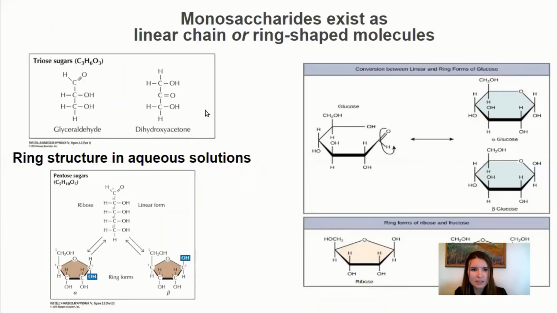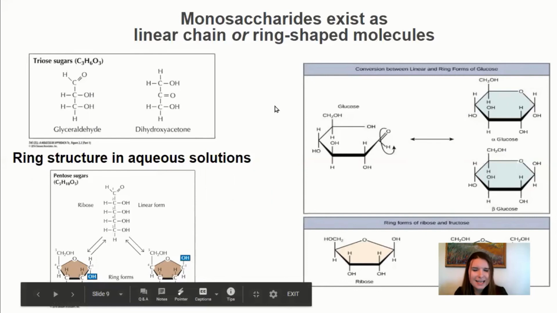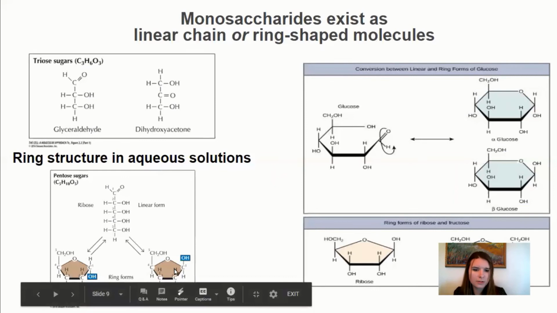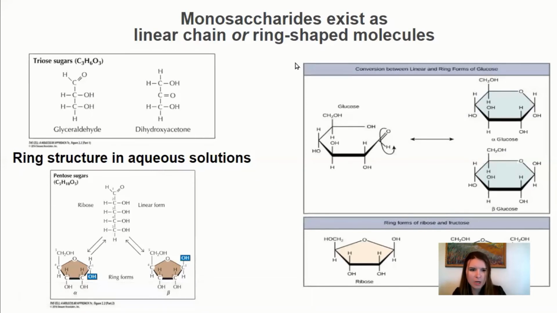Now what actually happens is that monosaccharides, if they're in a linear form and you drop them in water, they actually spontaneously form a ring. So we go from this linear form to a ring form, and it's the same monosaccharide. So this is ribose, but this is also ribose, okay? So these are the same molecule, just different forms of the same thing. So carbohydrates are going to have this ring structure in aqueous solutions. And that's really important because most cells are located in water.